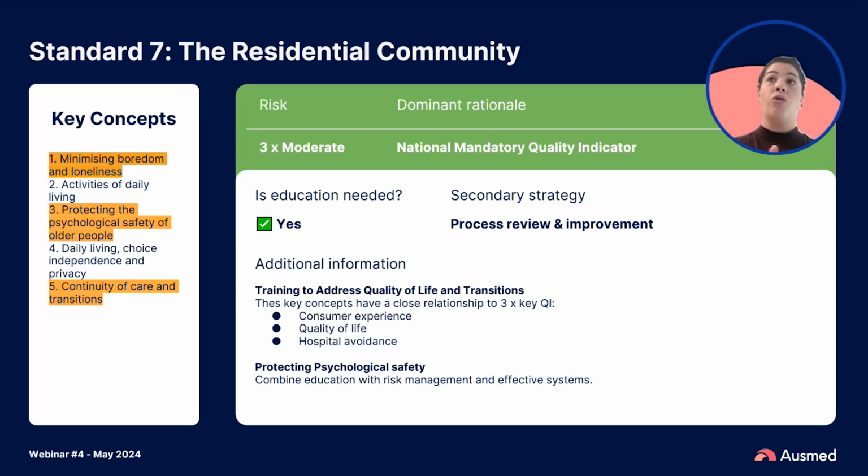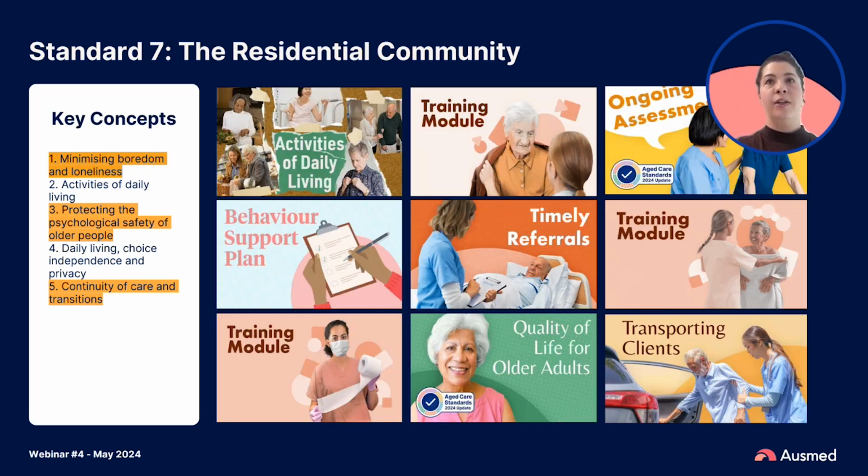So the rationale for training here in Standard 7 is that if we can minimise something like boredom and loneliness, then we can hopefully see an increase in some of that QI data relating to consumer experience and quality of care. There are lots of AusMed modules corresponding to Standard 7, in a range of formats, and of course a really important opportunity to make sure that education here aligns with other initiatives within your organisation. So whatever your leisure and lifestyle and other teams are doing is obviously critical.